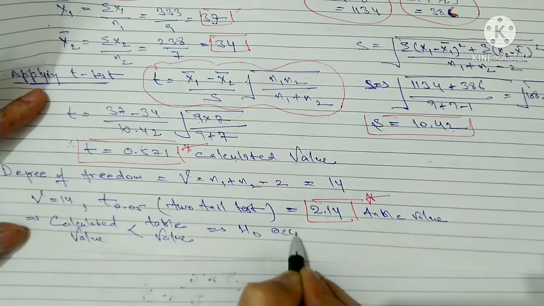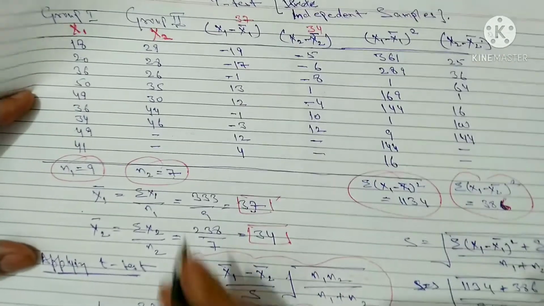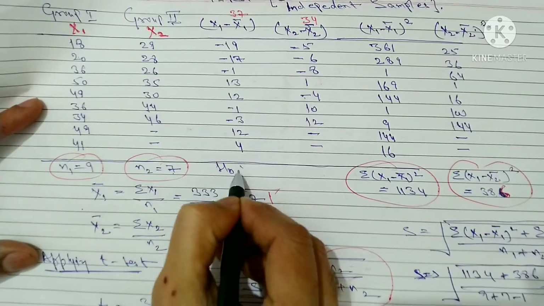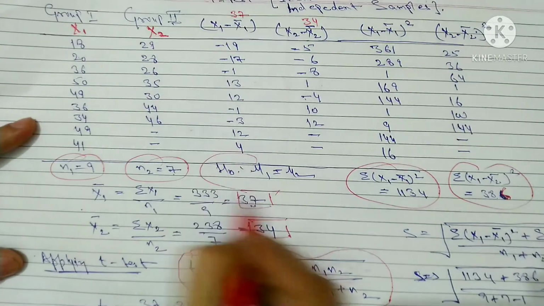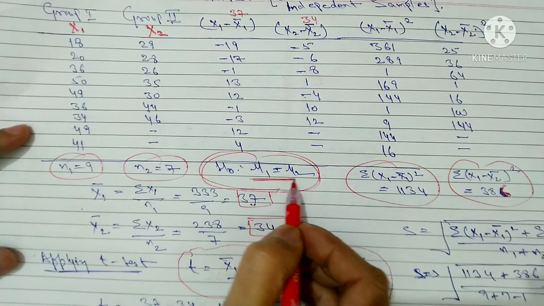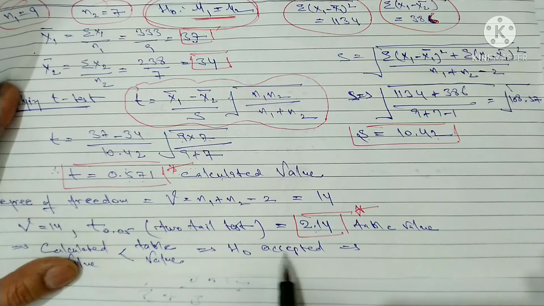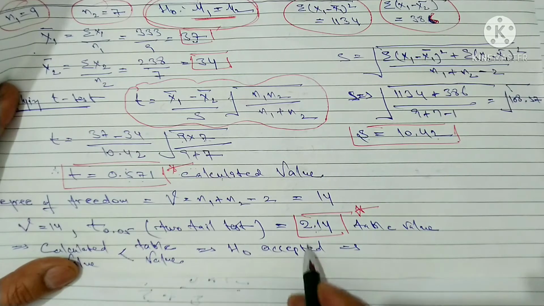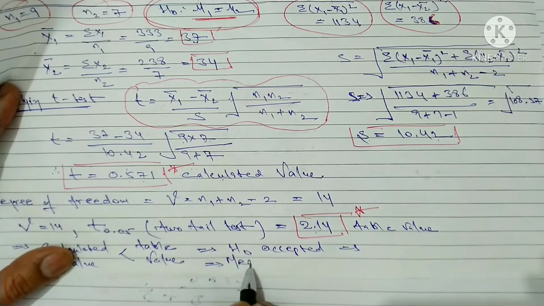H naught accepted. H naught accepted means, H naught was mu1 equals mu2, which means there is no significant difference in the mean of two groups. Therefore, we accept H naught, which means we can conclude that the mean marks of the students of two groups do not differ significantly.